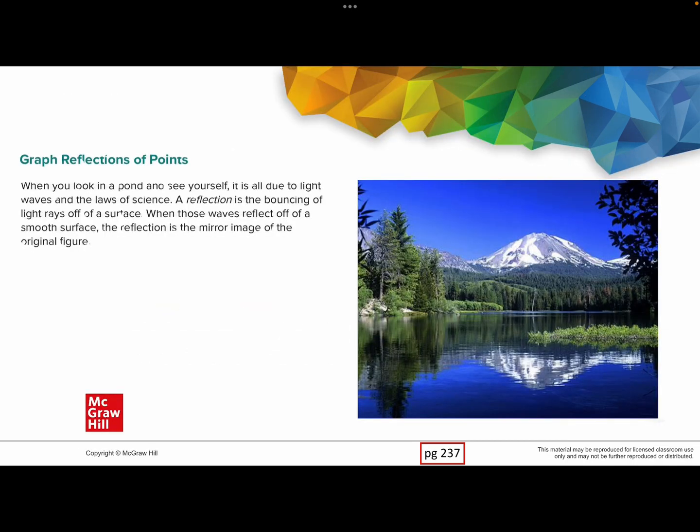All right, so when you look in a pond and see yourself, or a mirror, when you see yourself, that's because of the light waves and laws of science. So reflection is the bouncing of light rays off of a surface. When those waves reflect off the smooth surface, the reflection happens to be a mirror image of the original figure.